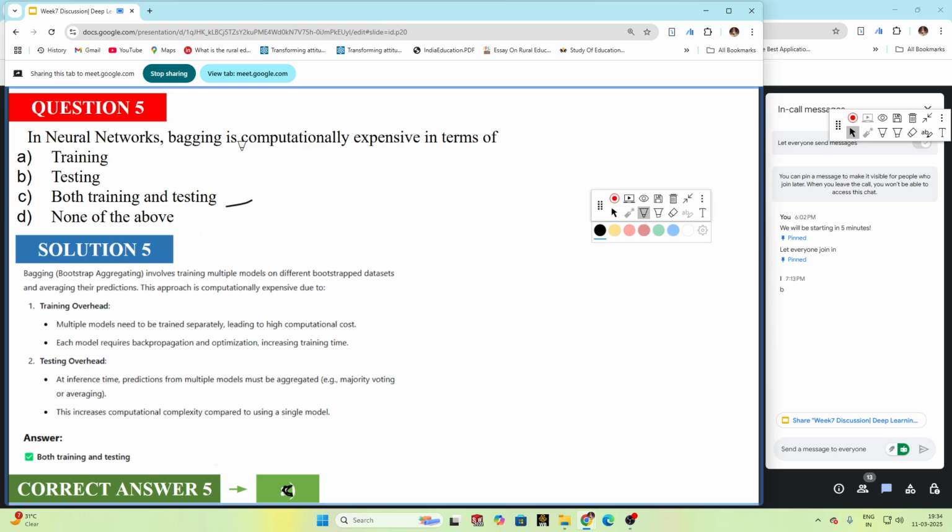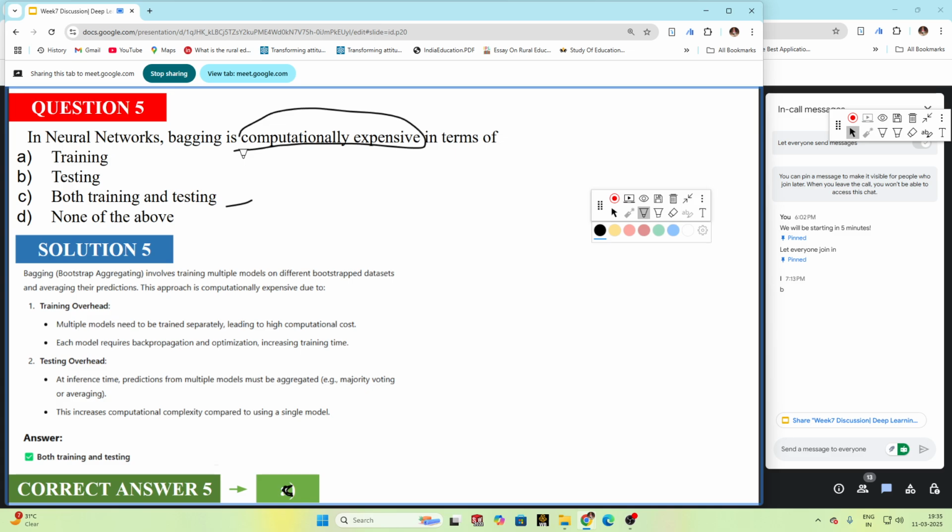So why is it computationally expensive? Because you are first taking a bootstrap sample, and you will make different types of models from it. Then you will train the models, whereas earlier you were training only one model, so it is expensive for training. Now whenever you apply a different test instance, you have to apply that test instance to all the models separately, and whatever the average prediction is, that will be your test prediction.